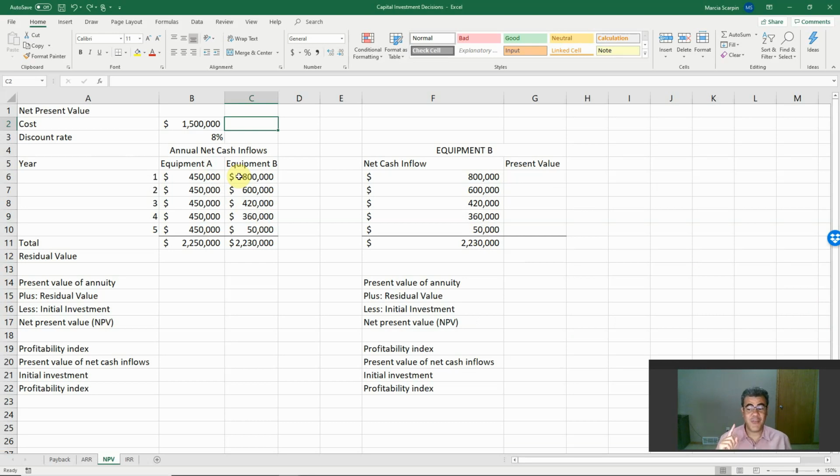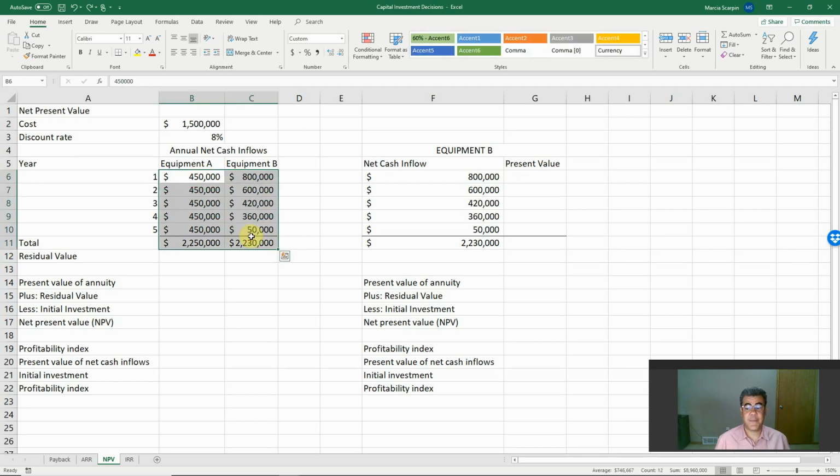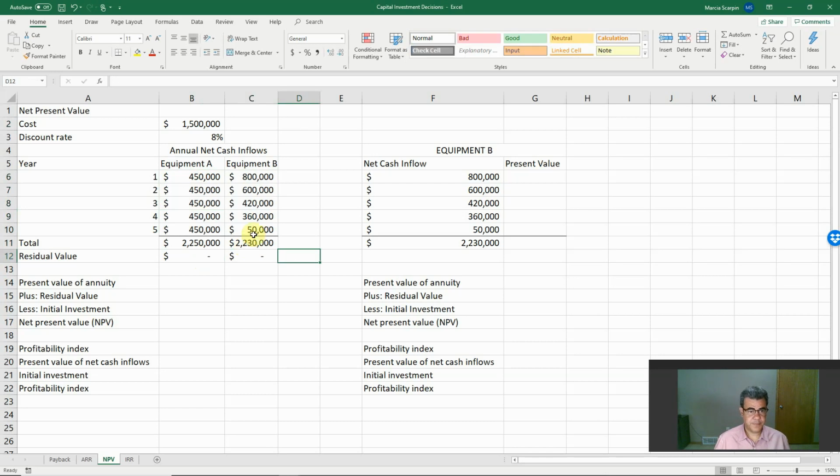If we are talking about net present value, we need to bring all of these numbers to their present value. If you are not familiar with present value, we also have a video about present value, and it is also in our video description. Here, no residual value for both. And this is the cash inflows. Equipment A, $450,000 per year. Equipment B, a lot of different numbers per year.